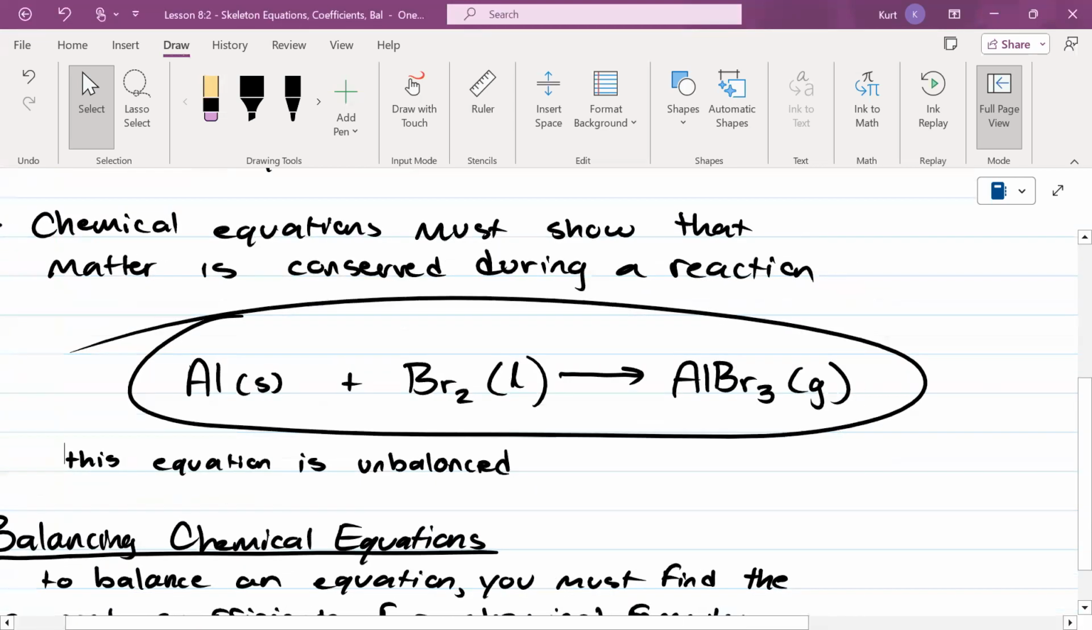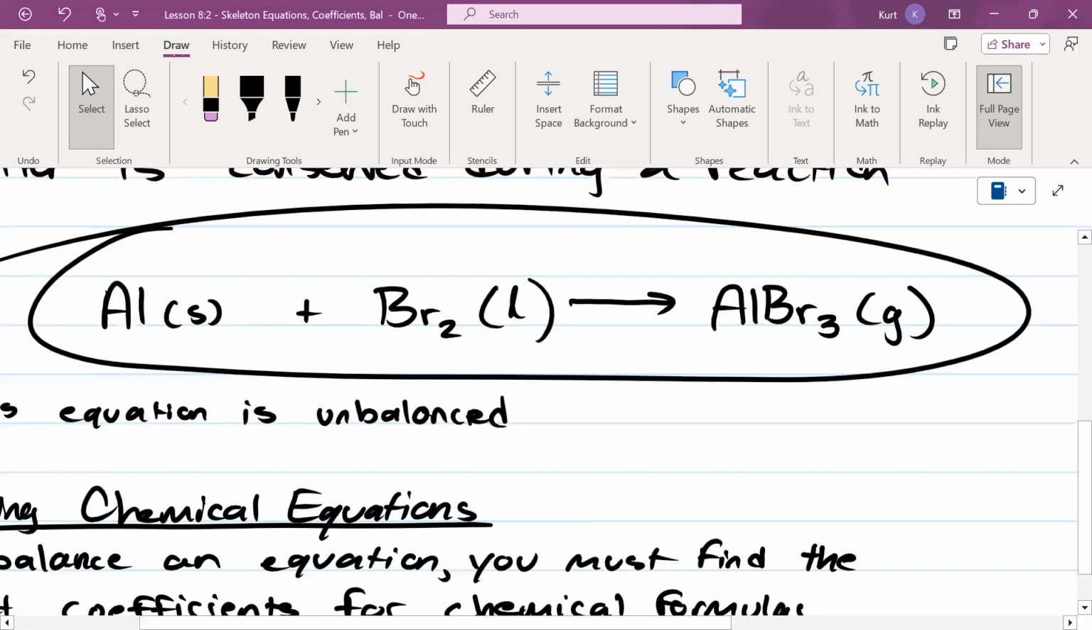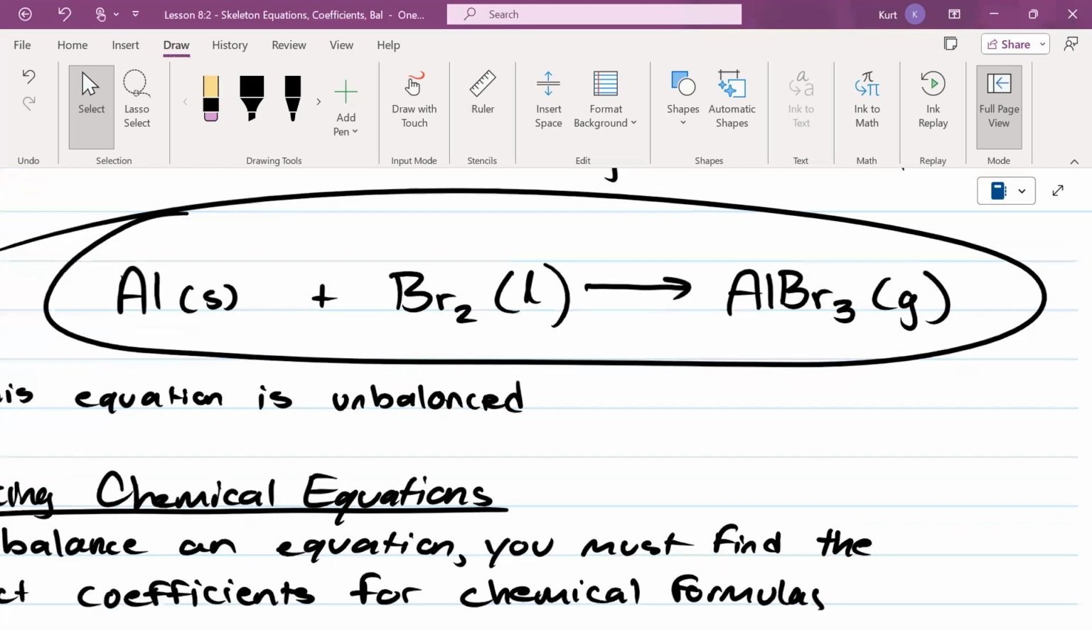So if you look at this equation that I have circled, we have 1 aluminum. How many atoms of bromine are in Br2, guys? Very good. And then look at the product. How many atoms of aluminum are there? That checks out, but how many atoms of bromine are there? That's not balanced. That's kind of violating the law of conservation of mass. So we're going to fix that. I'm going to teach you how to balance an equation.